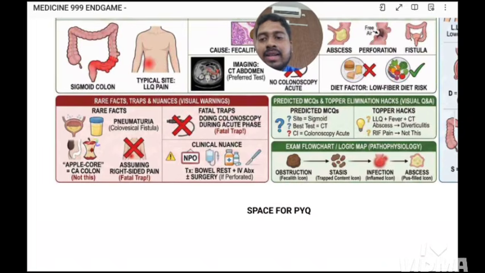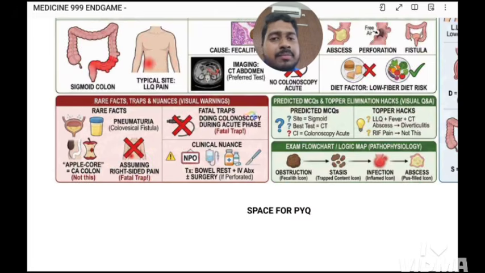Apple core lesion means, when you do a contrast study of the bowel, that is when you give a barium enema, you will see that because of the occupancy of the tumor, the contrast appearance will be like an apple core. Okay, so like this. That is known as apple core. That is not seen in diverticulitis. It is seen in carcinoma of colon. Okay, and right-sided pain doesn't occur in diverticulitis. It is left-sided pain. Right-sided pain, think of appendicitis.